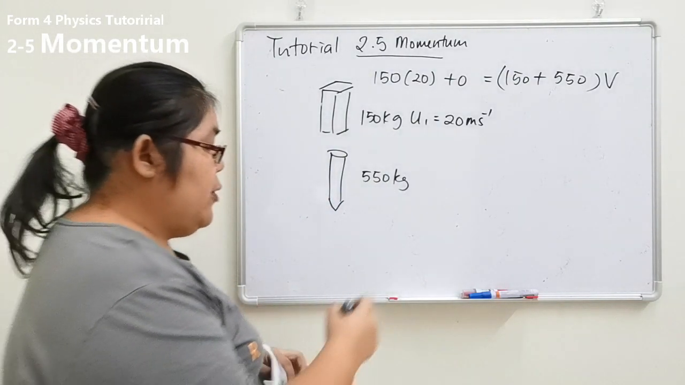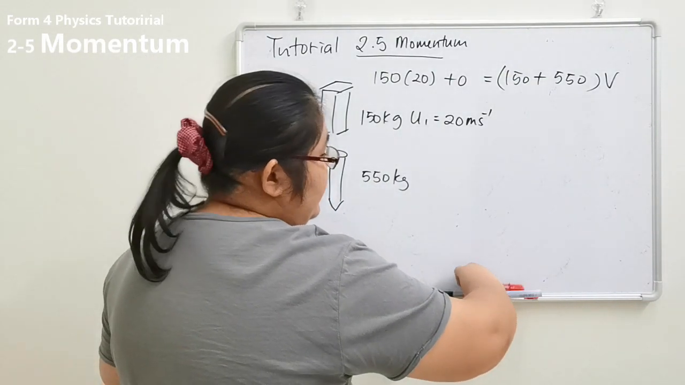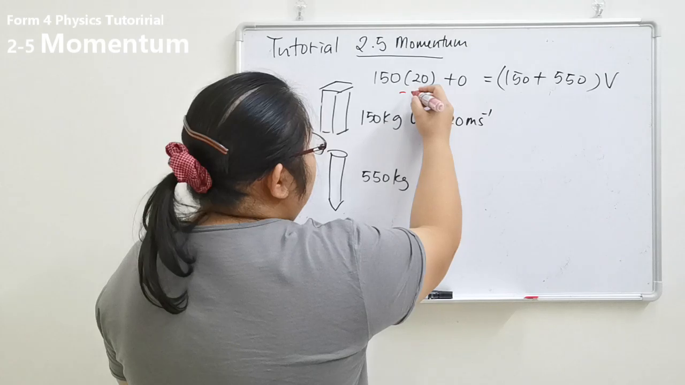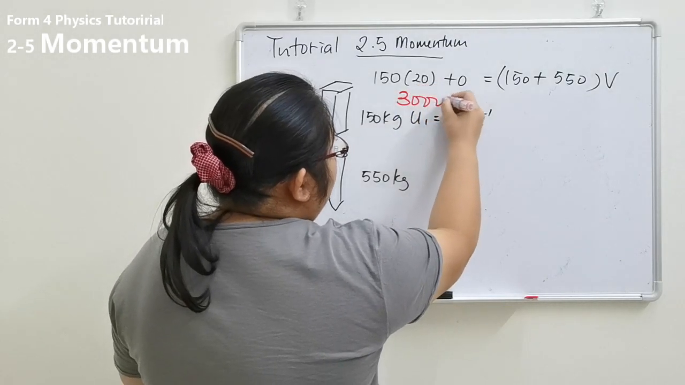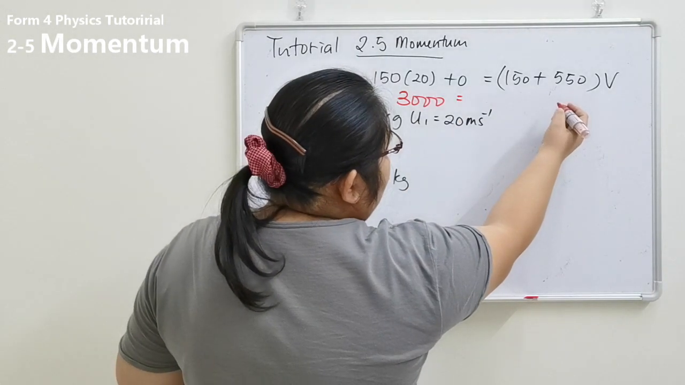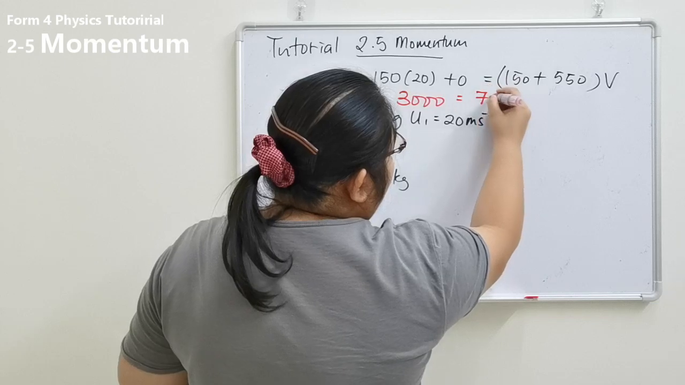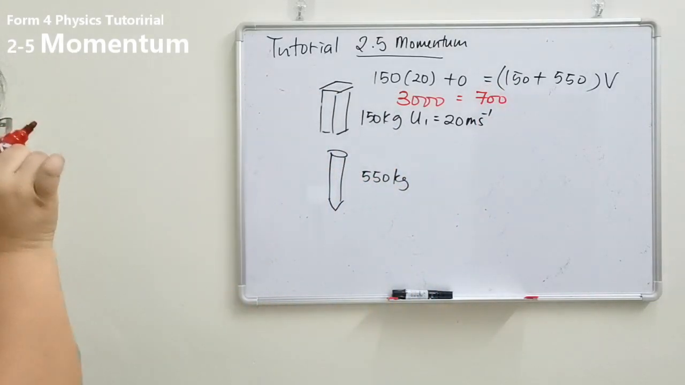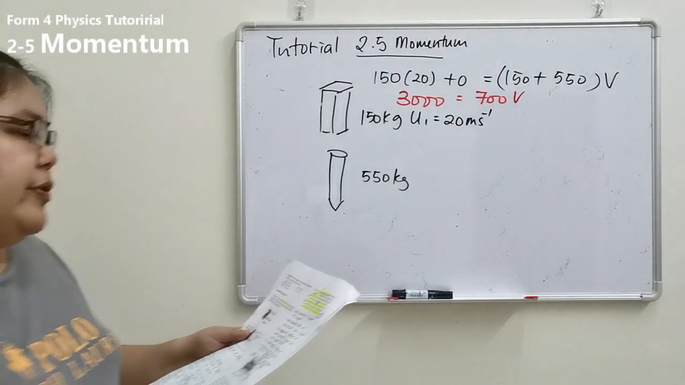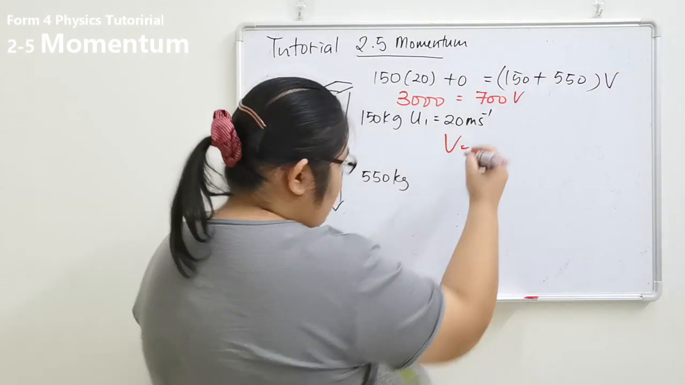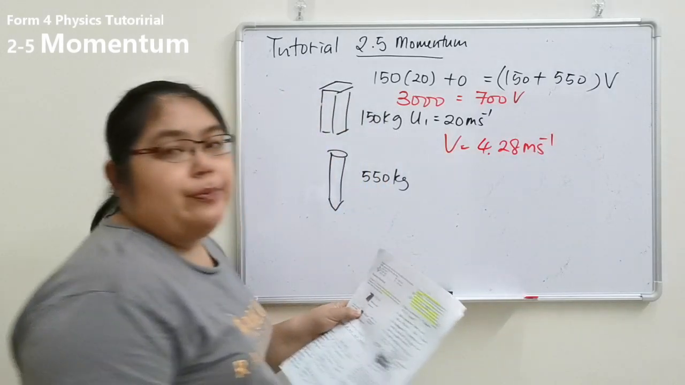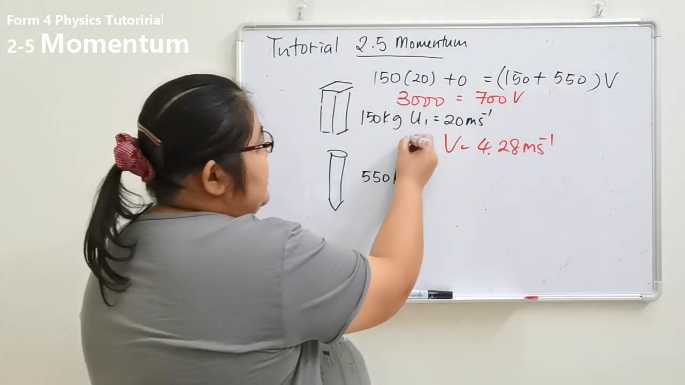So from here, we apply the formula. You do the calculation. So we get the answer: this one will become 3000. After that, this one will become 50. This one will become 700 B. So from here, you take the 3000 over 700. So we get the answer, v is 4.28 ms^-1. So the answer should be C.